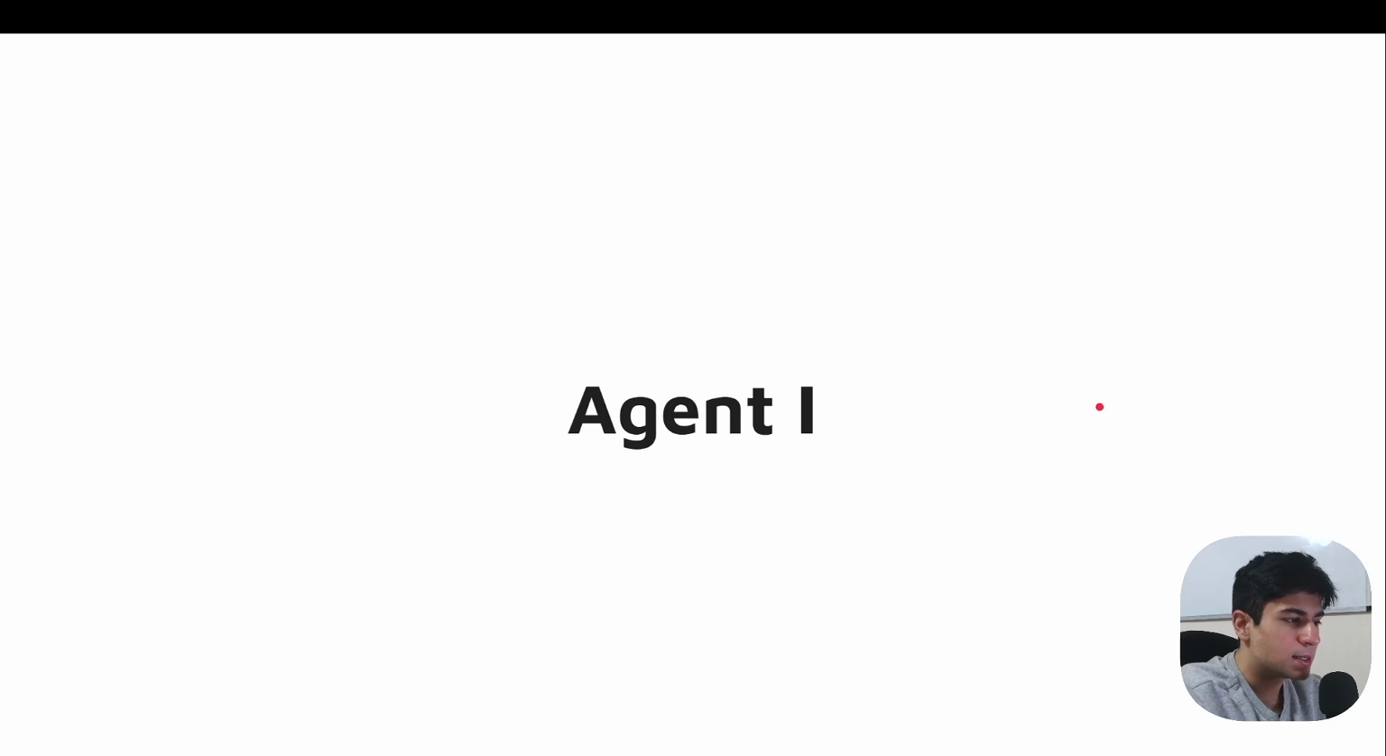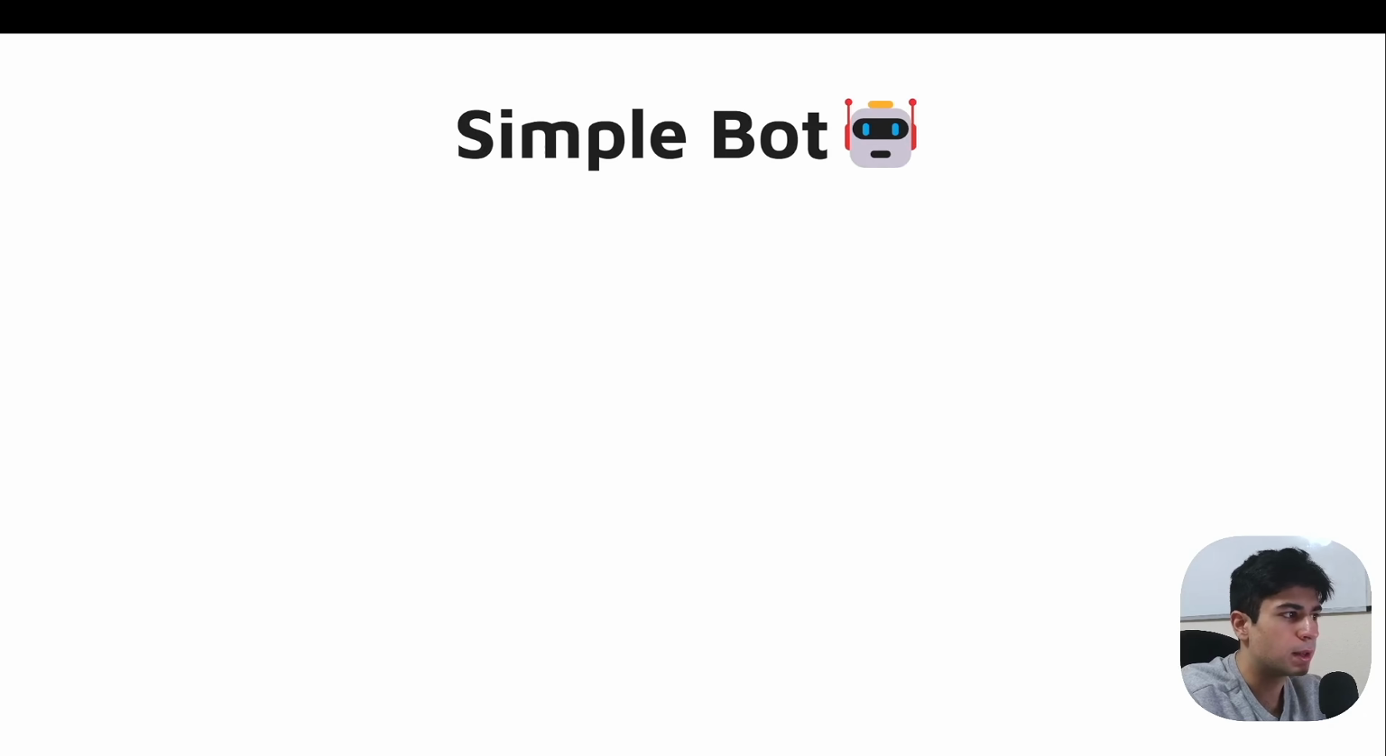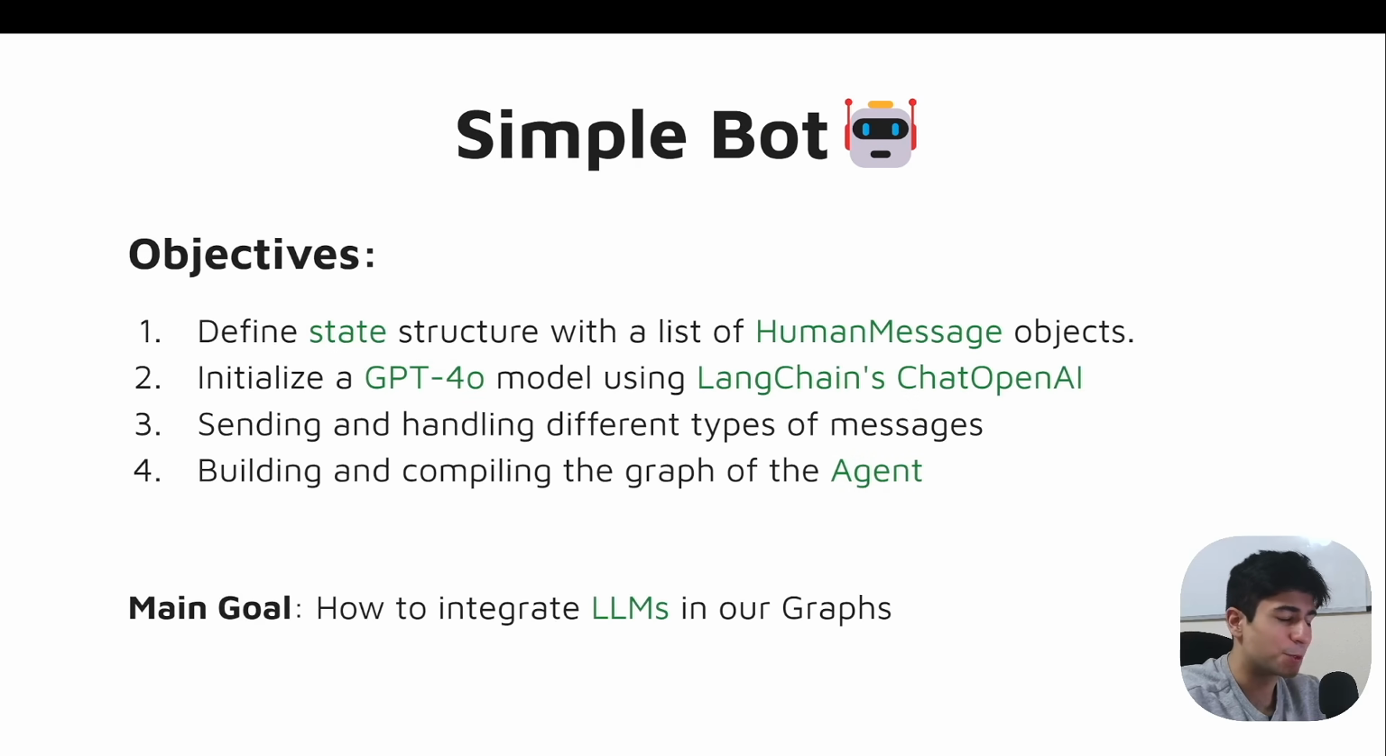But let's see what we're going to actually learn in this subsection. We're going to build a simple bot. That's it. And these are the objectives. We're going to define a state structure, which is going to have a list of human message objects. I briefly mentioned what a human message was a long time ago in the course. What it is, it's in the name. It's a message prompt which is given by the human, aka us, to the AI.